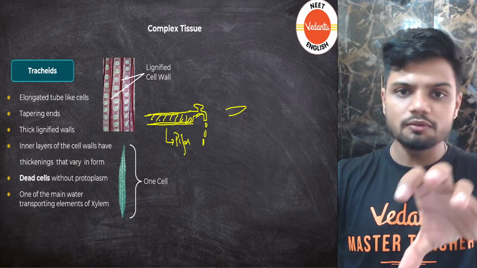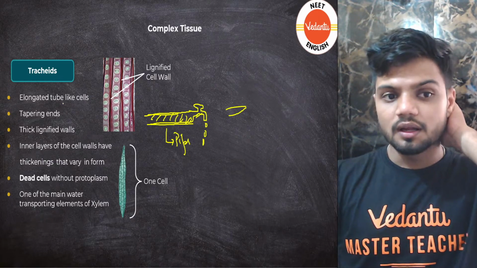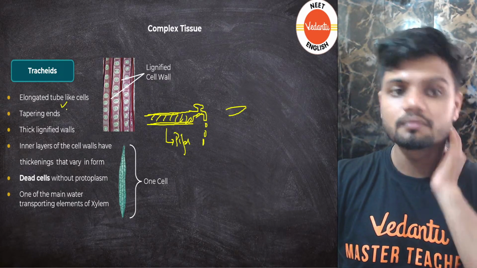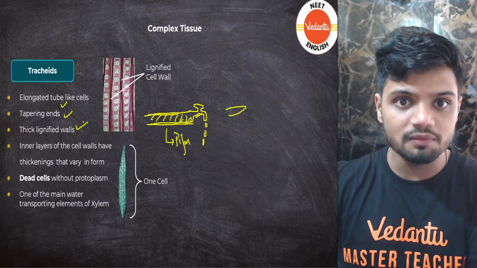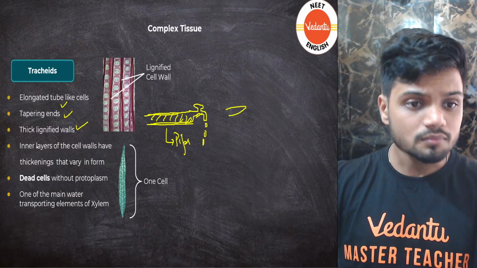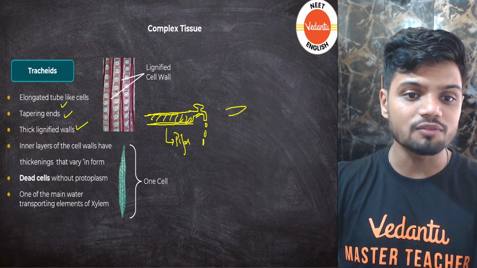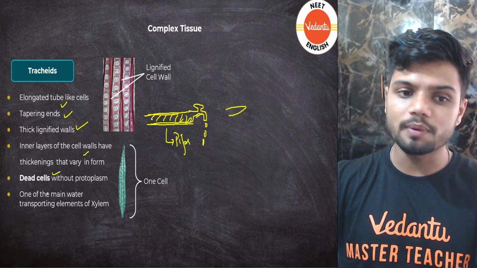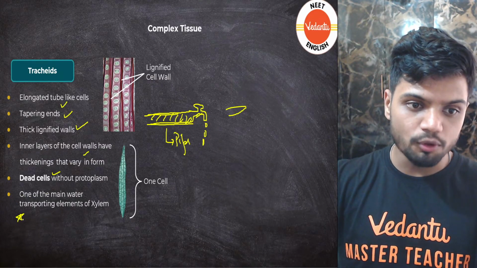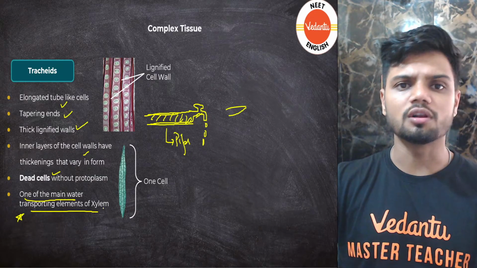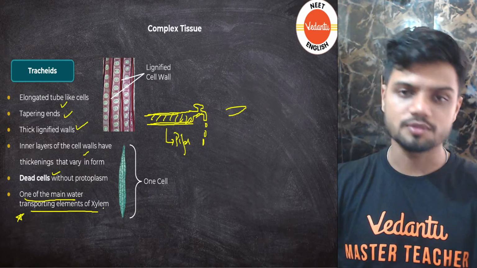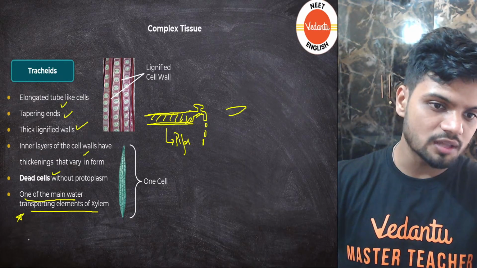Now, same information for tracheids. Elongated tube-like cell, tapering end, thick lignified walls. That is why it is non-living, lignified walls. Inner layer of cell walls have thickening from wearing in form. Dead cells without protoplasm. Most important line: one of the main water transporting elements of xylem. That's all. Small pipe coming to your house. And this is unicellular in nature.